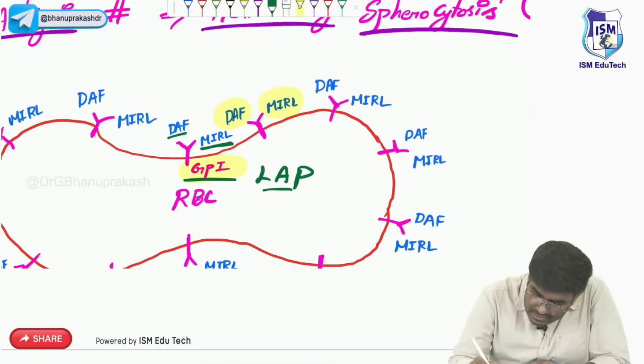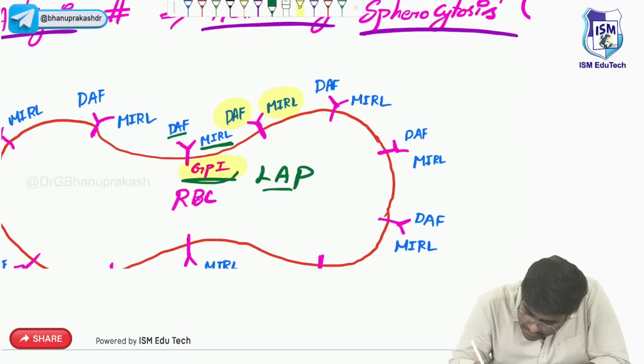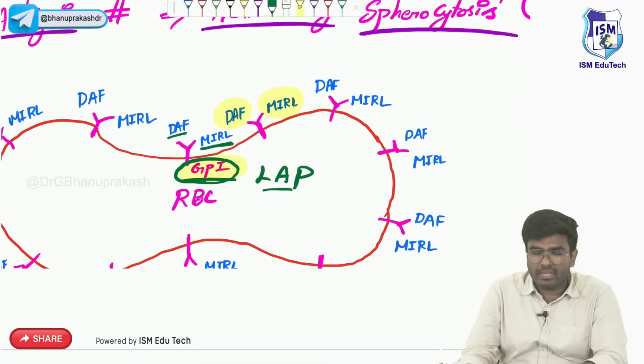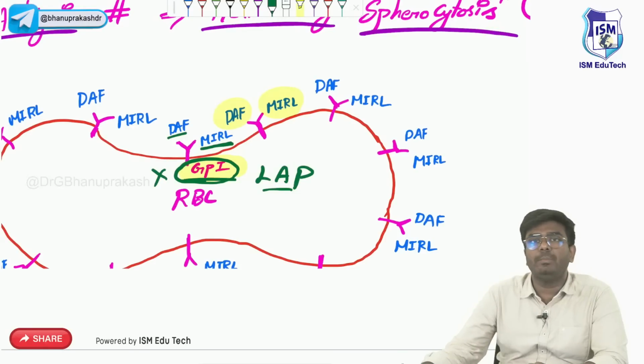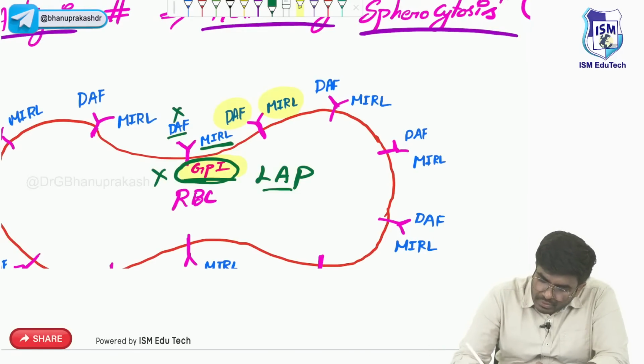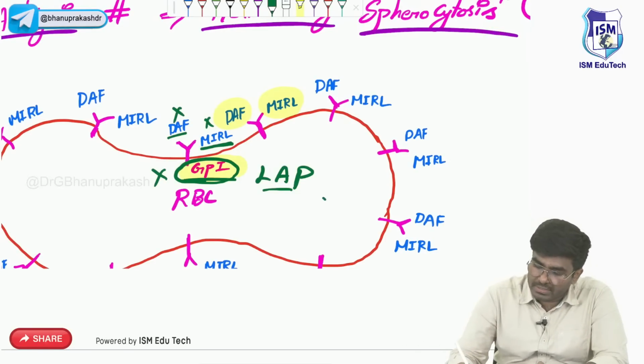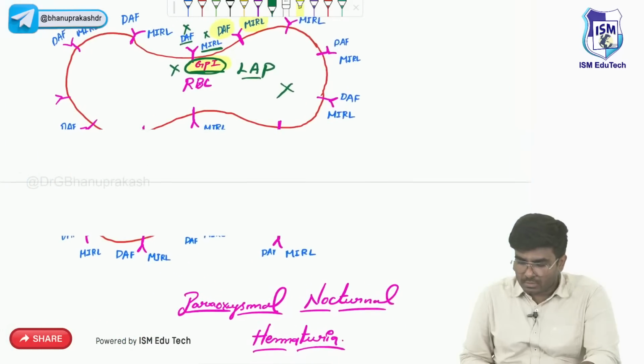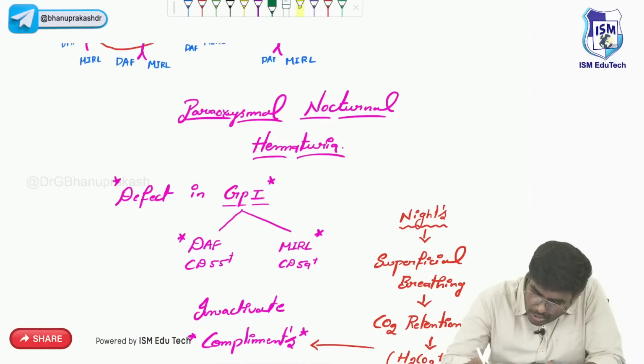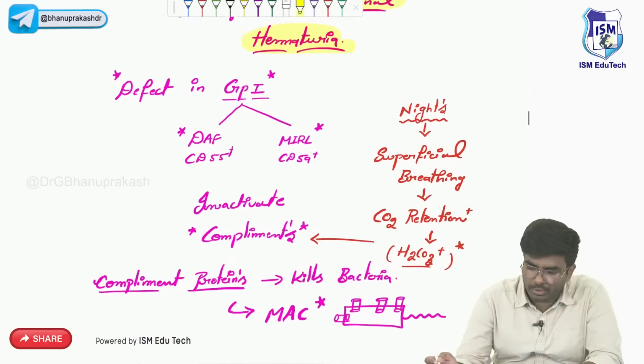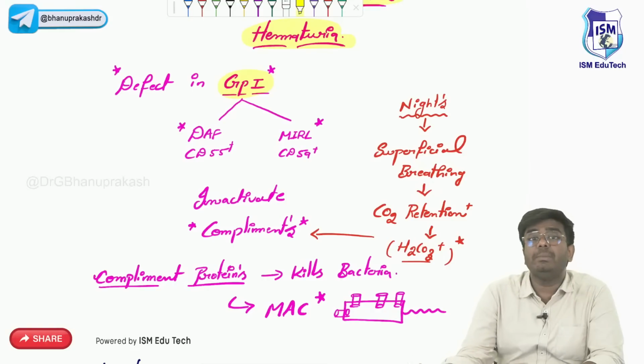Now why I am saying this is because whenever you are having a defect in the GPI, whenever you are having deficiency of this GPI, there is no DAF, there is no MIRL. What happens? RBCs will undergo hemolysis. So that disease is called paroxysmal nocturnal hemoglobinuria. What is the defect? The defect is in GPI.